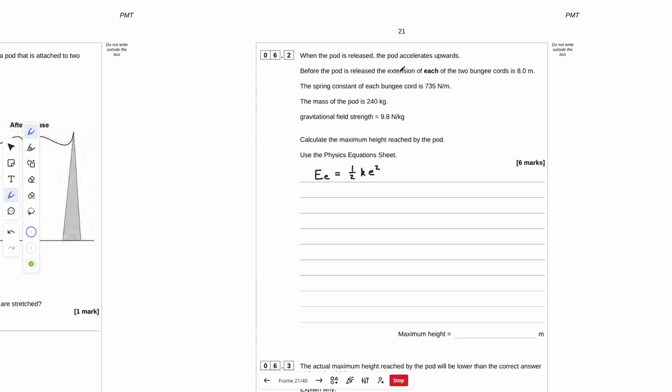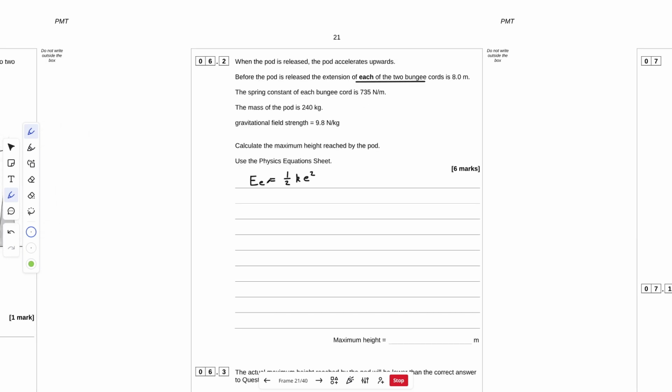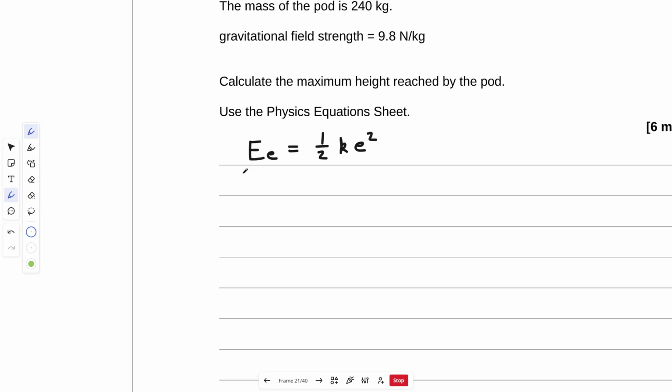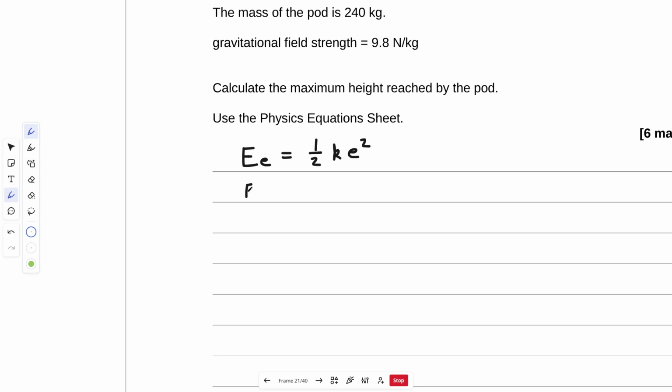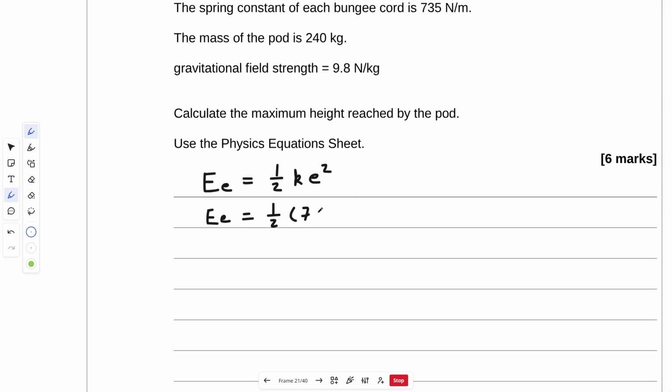They've told us that before the pod is released, the extension of each of the two bungee cords is 8 meters. Let's substitute all of our constants in and get our elastic potential energy for one bungee cord. So it's going to be equal to 1/2 times by a spring constant, which is 735, I believe. Yeah. Times by extension, which is 8 squared.